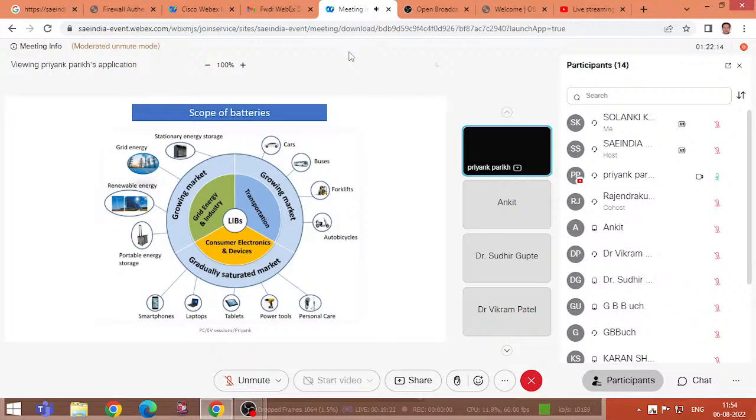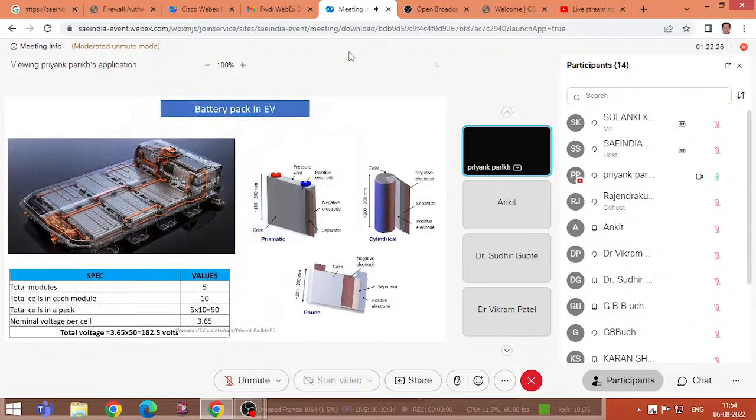Now let us see how an EV battery actually looks like and what some of its characteristics are. This is how your EV battery looks. If I open the top cover of the pack, this is what I'll be able to see. All these things you are able to see are different modules: module 1, module 2, module 3, like that. Depending upon the requirements, we have different modules.